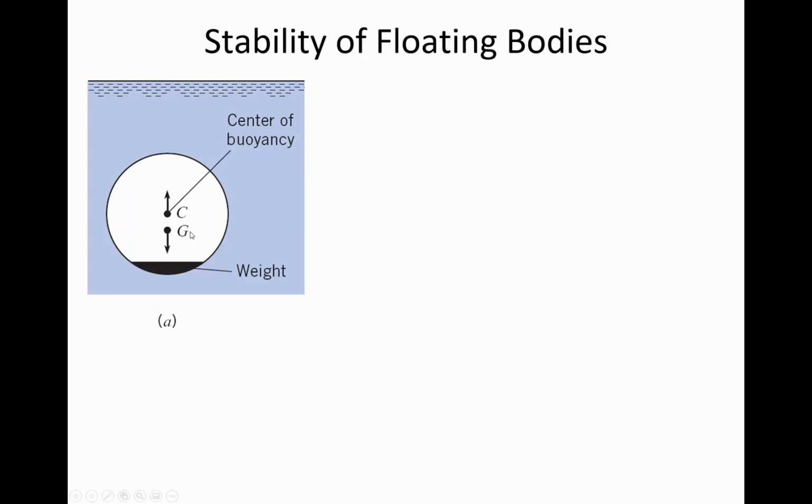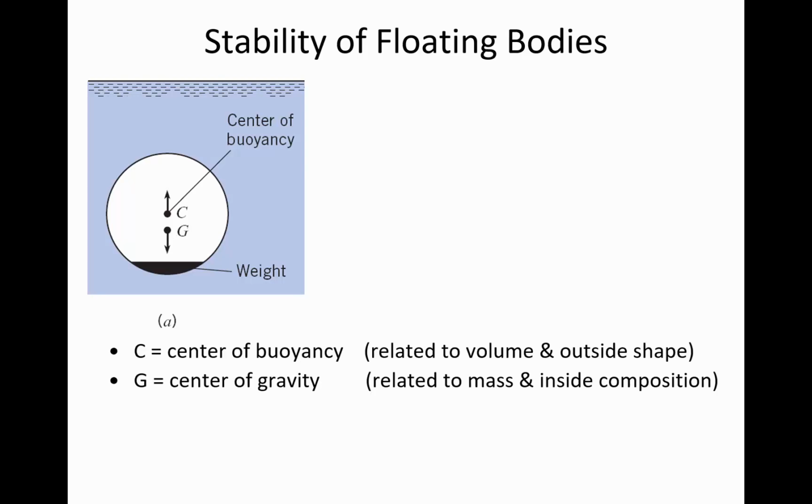So this is stable right now. And the reason why it's stable is because the center of gravity is below the center of buoyancy. So C is center of buoyancy, G is center of gravity. And the buoyancy is determined by the submerged shape, and the gravity is determined by the mass. So it's stable because even if you rotate it the other way, the G is going to naturally go to the bottom. G is going to be as low as it can. The weight will always be at the lowest point in that shape.